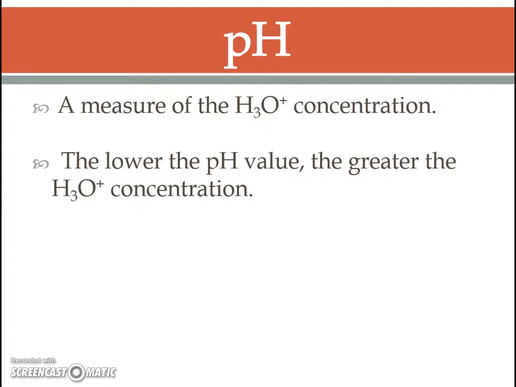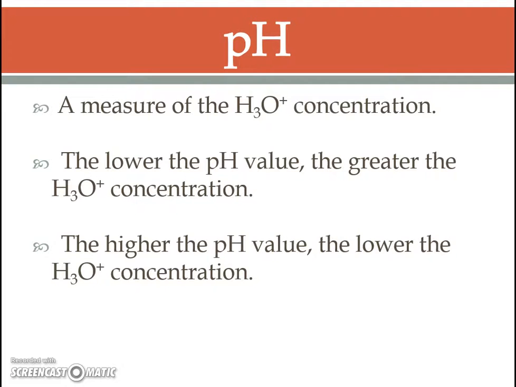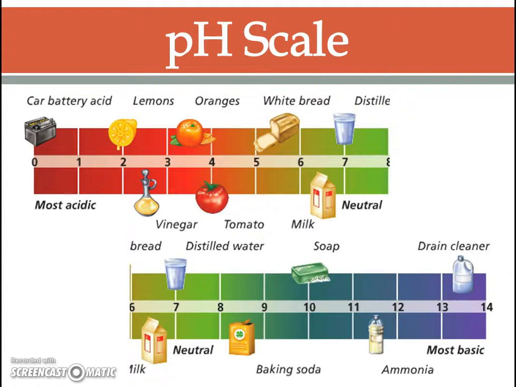So the lower the pH, the more of an acid that it is, the more H3O+, the more hydronium it has. The higher the pH value, the less of that it has, the more hydroxide it has, so the more of a base that it is. So low numbers are acids, high numbers are bases. So let's look at the scale.